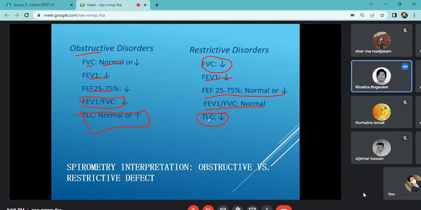Paano kung decreased ang FVC, decreased ang inyong FEV1 over FVC ratio, then that is what you call as mixed or a combined obstruction and restriction. Okay? Tanong? May question po?